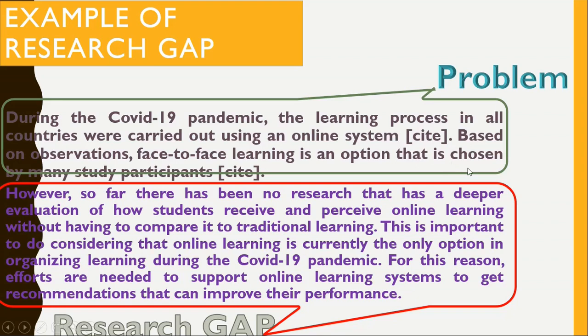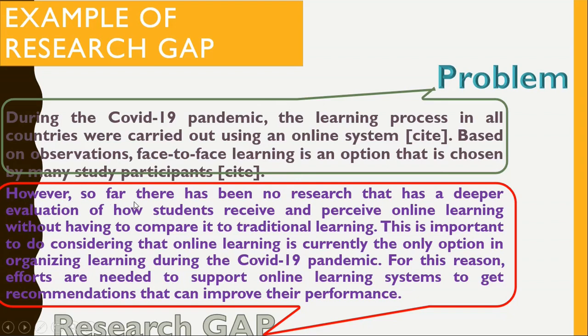And the second statement is something like this: based on observations, face-to-face learning is an option that is chosen by many study participants. This statement also needs to be cited with literature that supports it. It will strengthen your statement regarding the problem. And then after you write the problem, you can make the conclusion of the research gap, something like this.